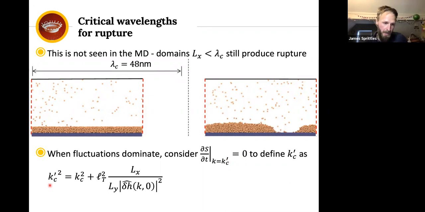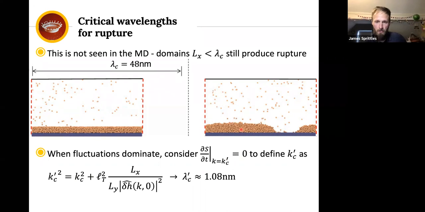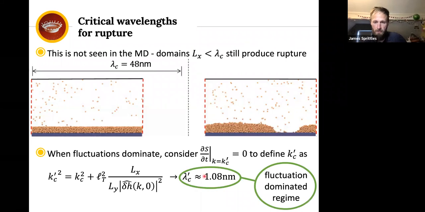And if we do that, we have that the new critical wave number is the old one plus a bit, which depends on the fluctuations. Okay, and what we see, in fact, is that this, for these kinds of systems, predicts a much, much shorter wavelength for instability. And that's why in these kinds of systems, we see instability almost all the time. Okay, so this is actually a fluctuation dominated regime where this part, the fluctuations, dominate over the disjoining pressure for the early stages of instability.